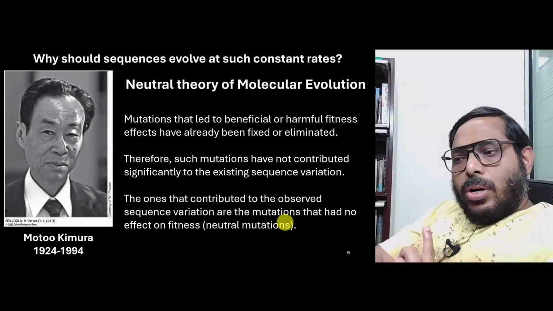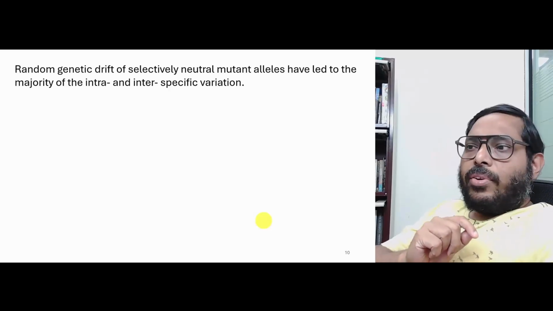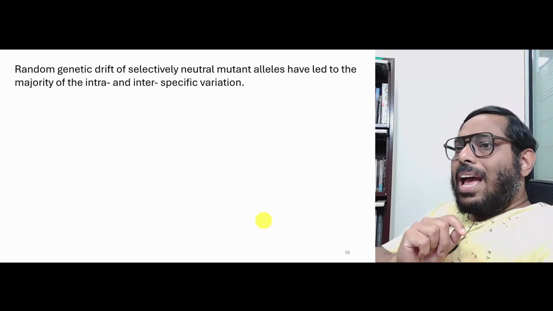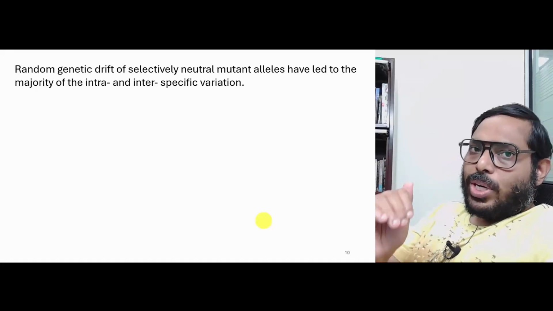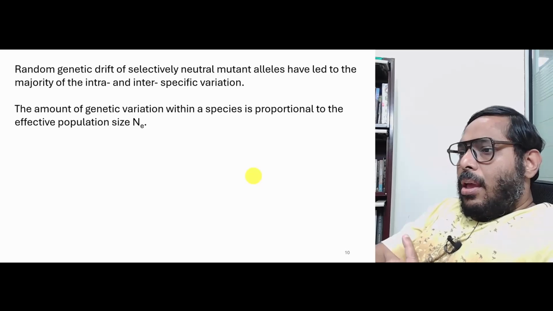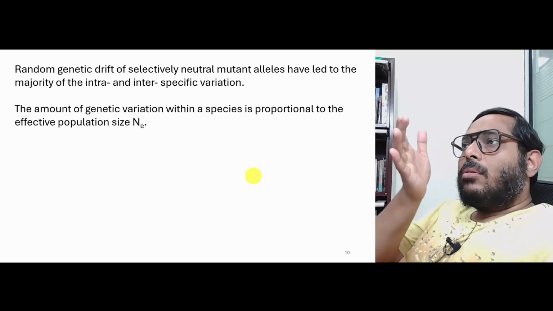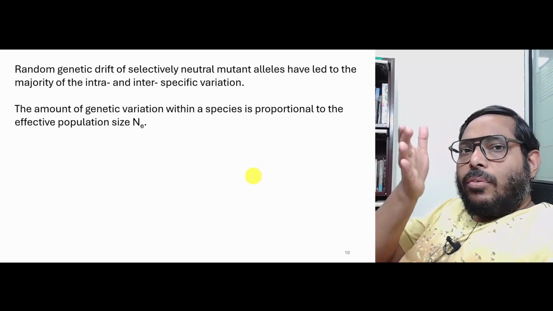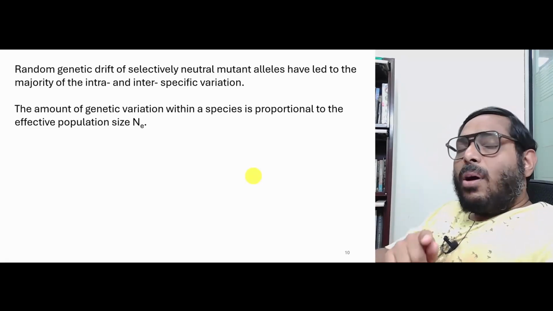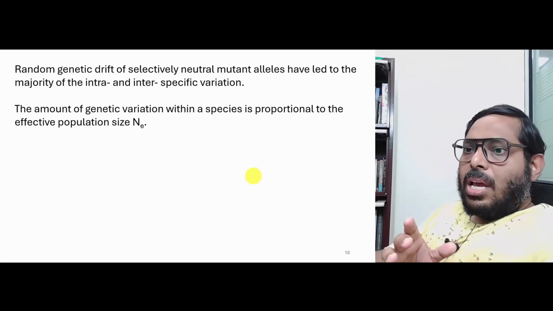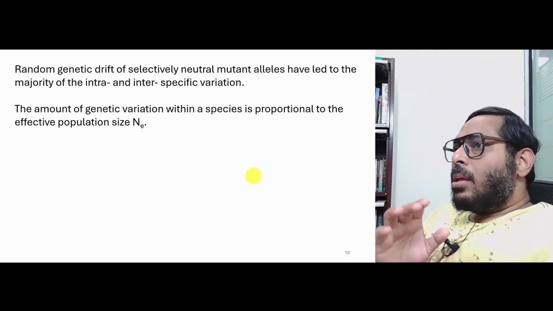But the main thing that I want you to take from this is the observation that random genetic drift of selectively neutral mutant alleles has led to the majority of the intra and interspecific variation. This is what neutral theory of evolution tells us. Now, if this be the case, we know that the magnitude of drift depends on the effective population size, right. Therefore, the amount of genetic variation within a species is going to be proportional to its effective population size. Why is that so? Think about it.